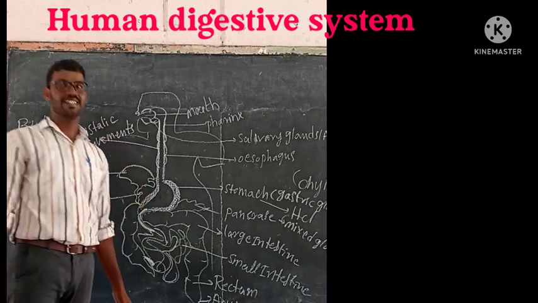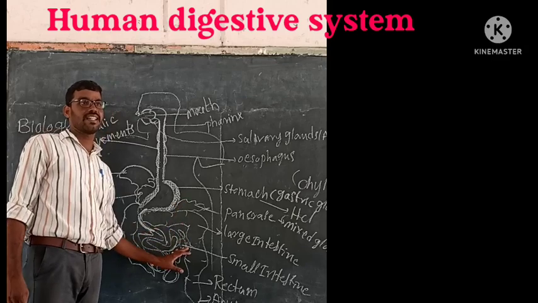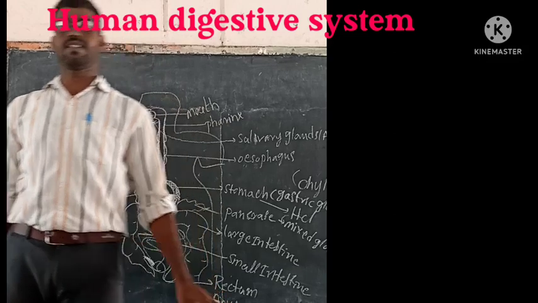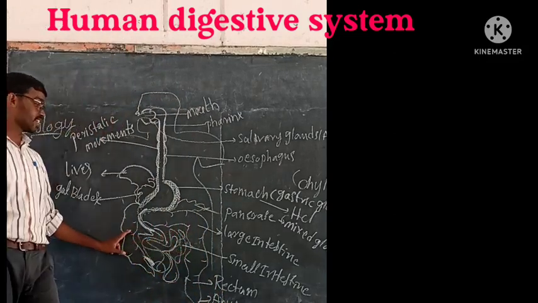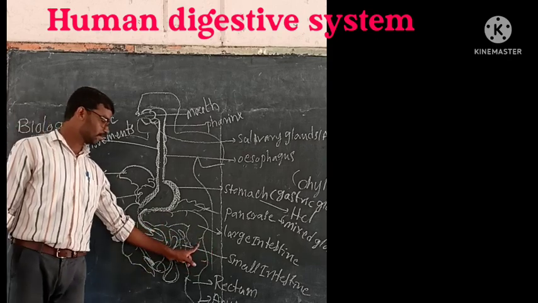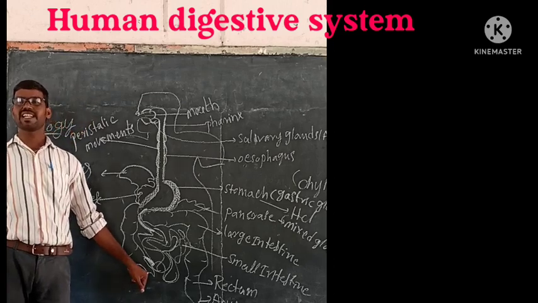It is white in color. So complete digestion occurs in the small intestine, and after that, digested food we can call glucose. What is that? Glucose. Undigested food enters into the large intestine, and here also one vestigial organ is there.